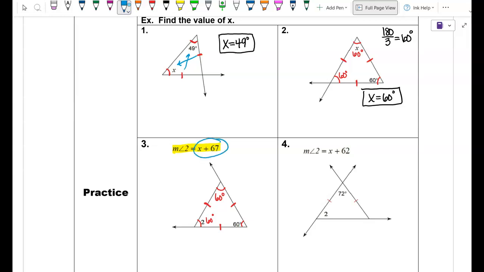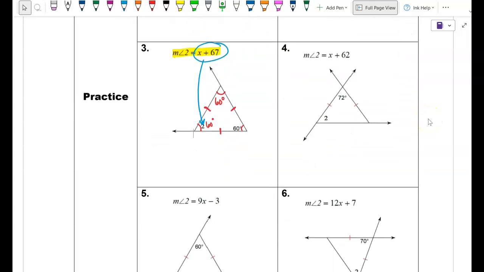So that x plus 67 is representing that angle there, that angle 2. So how we would set this up, we would say, well, the measure of angle 2 equals 60 degrees, but I'm going to substitute x plus 67 in for angle 2. So I would say x plus 67 equals 60. And then I need to subtract that 67 from both sides.